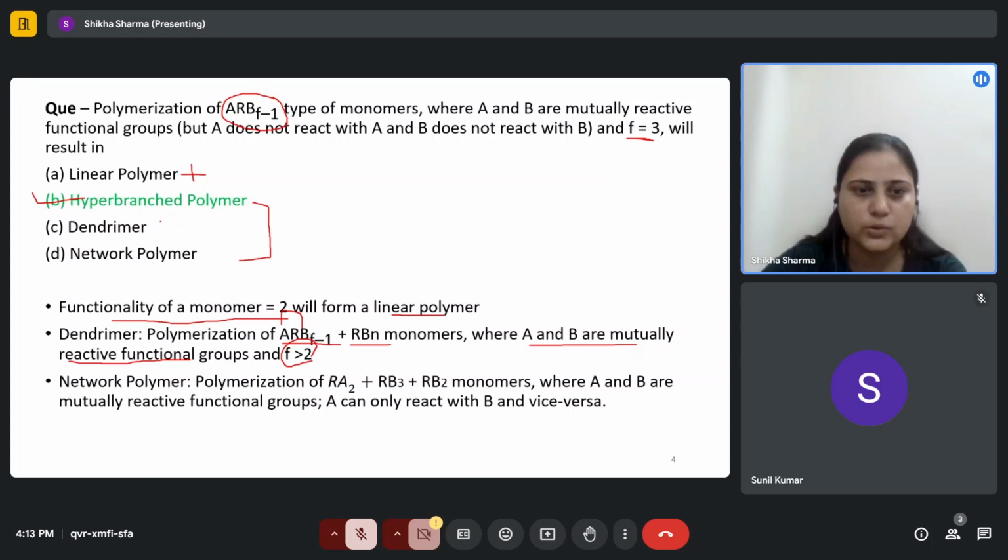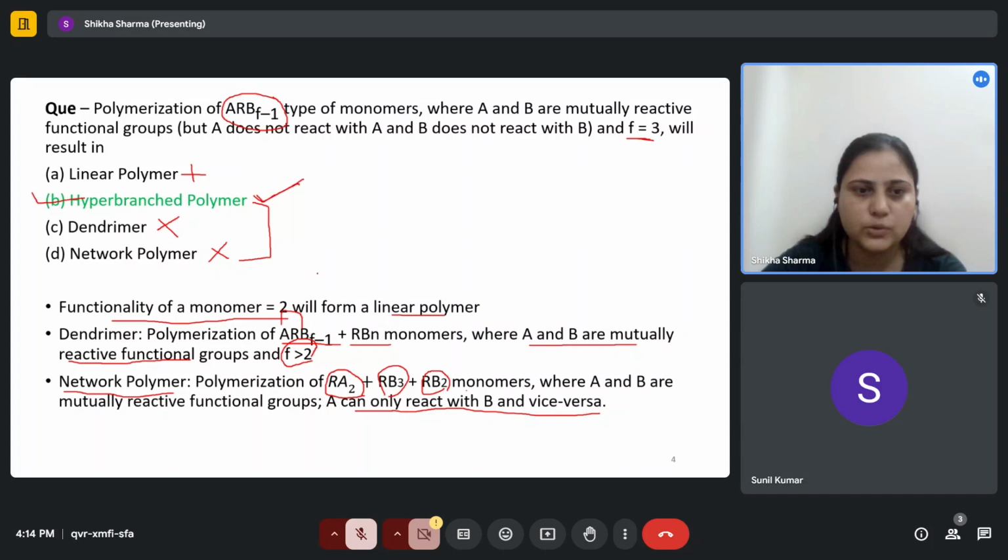We cannot obtain dendrimers. In network polymers, there is a polymerization of RA2, RB3 and RB2 type of monomers, where A and B are mutually reactive functional groups and A can only react with B and vice versa. When these three monomers are polymerized, we get the network polymers. So this cannot be correct. Only hyperbranched polymers can be correct in this case.